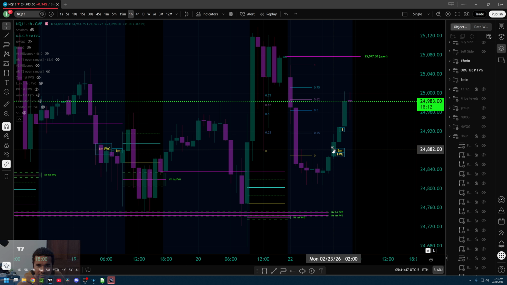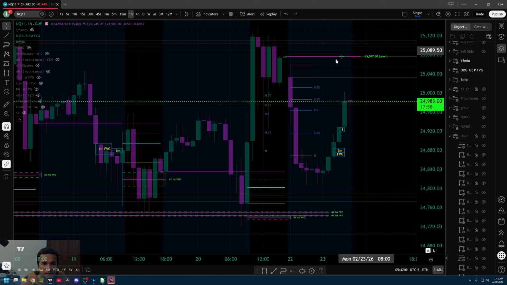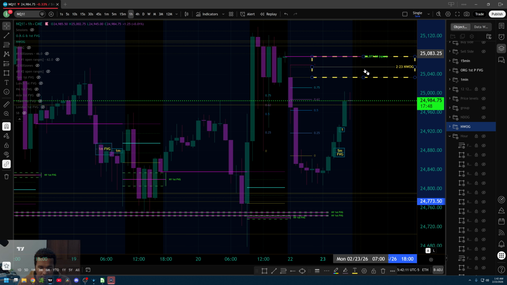Anyway, pull in tonight. I started watching price action during this candle. New week opening gap. Up here, overlapping with the high of Monday's opening range gap. This is the draw I'm looking for, as well as this cluster up here.